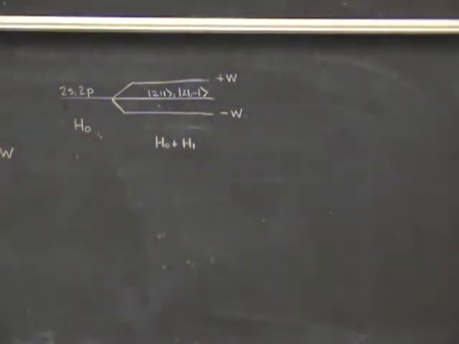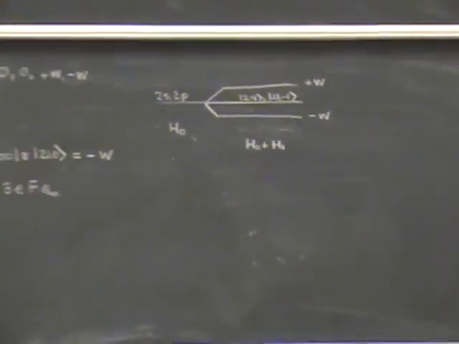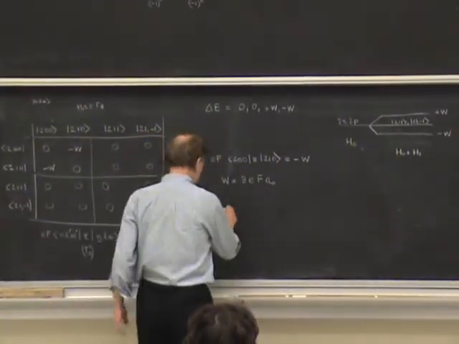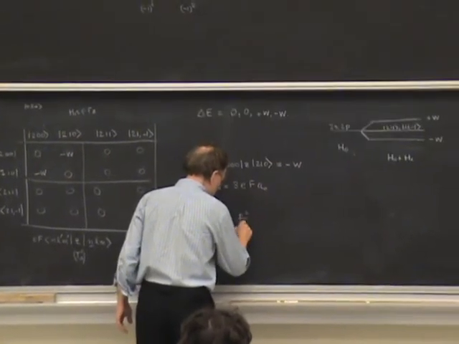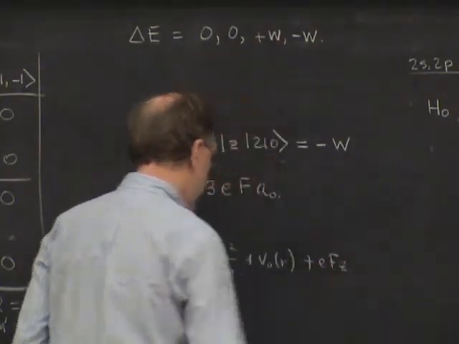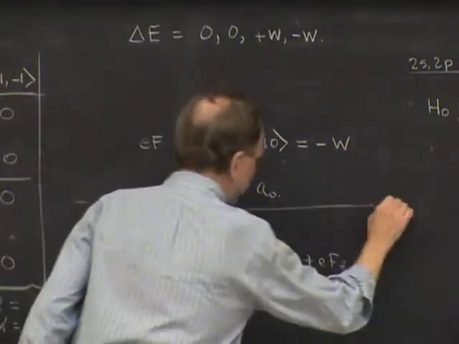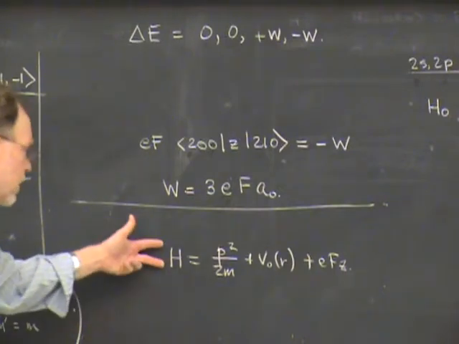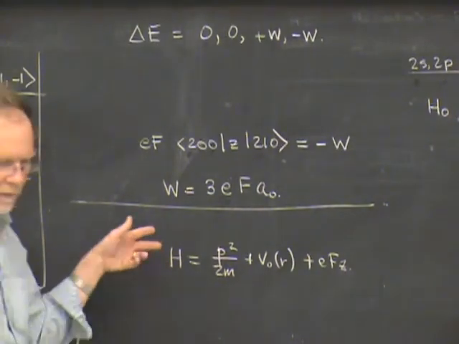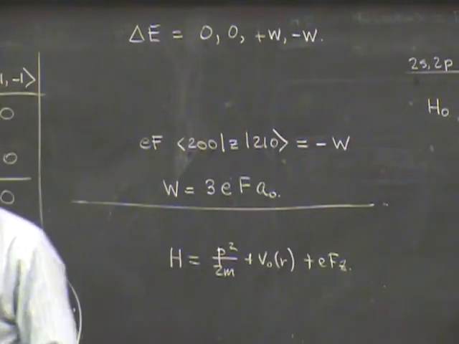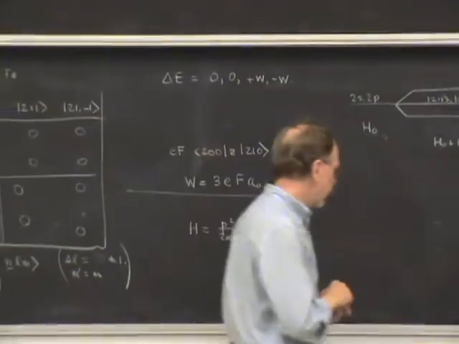Well, if the degeneracy persists to all orders, it almost certainly means that there's some symmetry of the full Hamiltonian, the full H0 plus H1. This would be the full Hamiltonian, which would be p squared over 2m plus our V0 of r plus our eFz. This is the full Hamiltonian now. As I said, if there's some degeneracy that persists to all orders, it's almost certainly a symmetry of the full perturbed Hamiltonian. It's a basic fact that in quantum mechanics, degeneracies are associated with symmetries. And it's your key to recognizing symmetries. It's been very important in discovering symmetries, this fact.